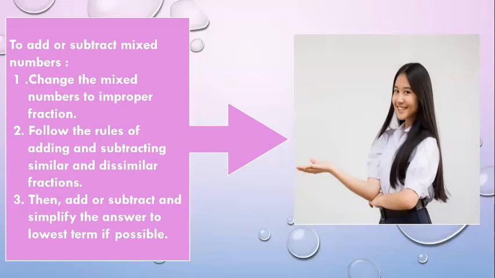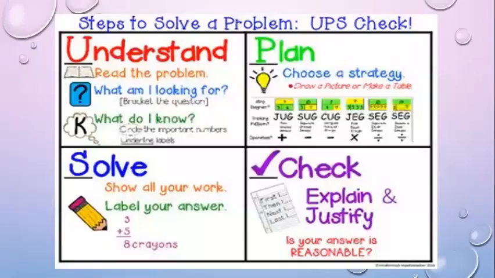These are the skills needed for you to answer the new lesson. So we have here the steps to solve a problem or a word problem. We're going to use the UPS check method. So U stands for understand. When you understand, it means you read the problem. Then you will know what am I looking for, or what is asked in the problem. And what do I know? These are the given facts. You need to know the given facts.